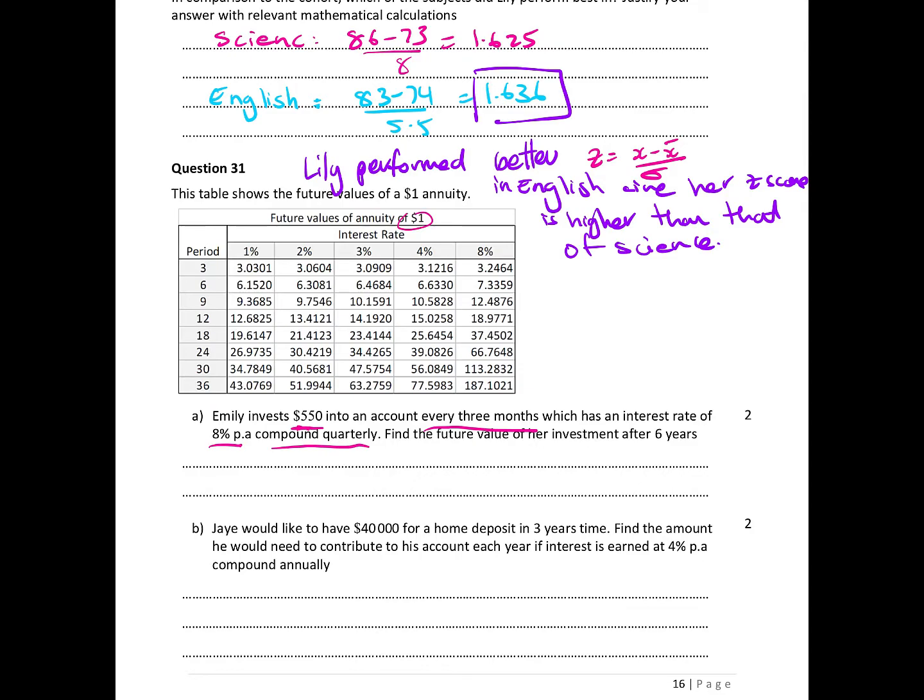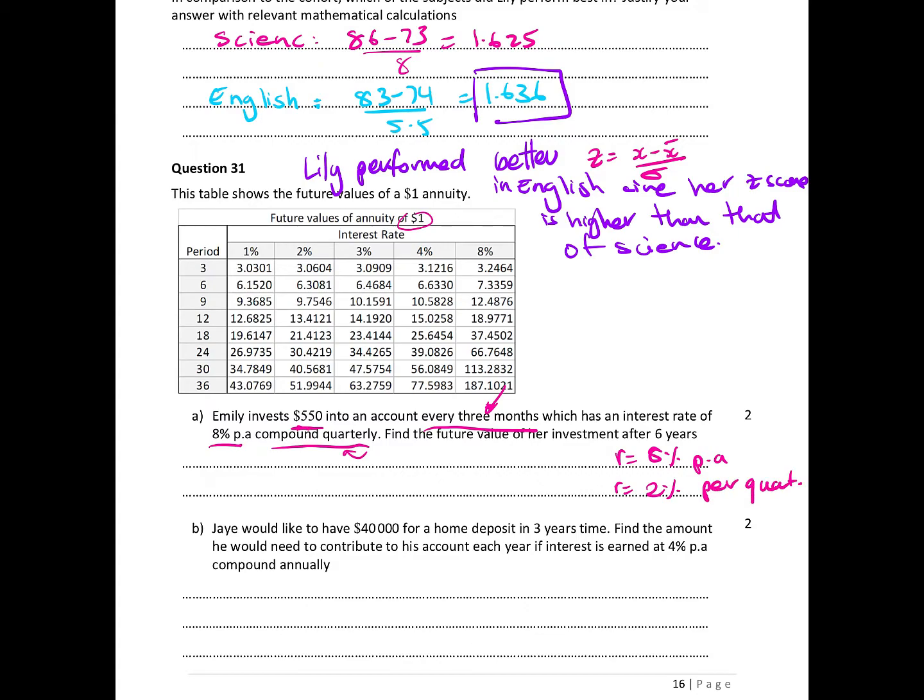So she is making contributions every 3 months, and her interest is getting charged quarterly. So this is quite straightforward. If my rate is 8% per annum, I need to change this to quarterly. So I'll need to divide it by 4, which brings it to 2% per quarter.